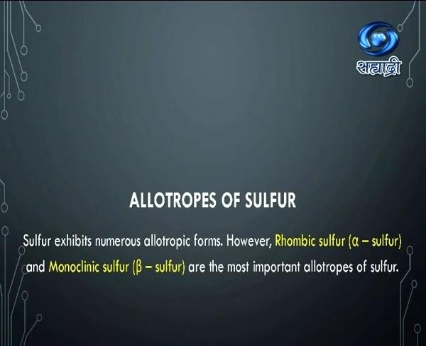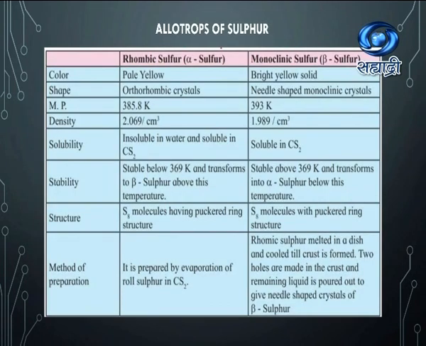Allotropes of sulfur. We are going to study some of the allotropic forms of sulfur. It exhibits numerous allotropic forms. However, rhombic sulfur, which is also called alpha sulfur, and monoclinic sulfur, which is called beta sulfur, are the most important allotropes of sulfur. Here is the table which gives you the comparison between rhombic sulfur and monoclinic sulfur. In the first column, you will observe some of the characteristic properties, and accordingly the description of alpha sulfur and beta sulfur is given. These are the two important allotropic forms of sulfur.